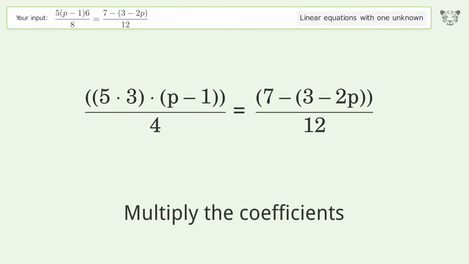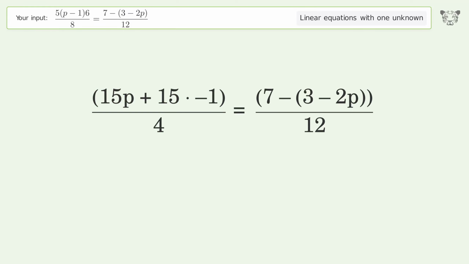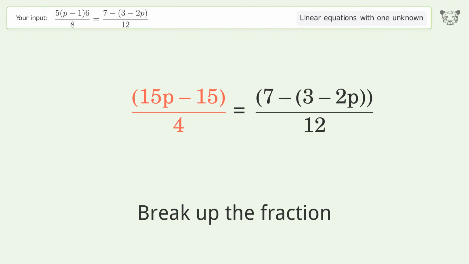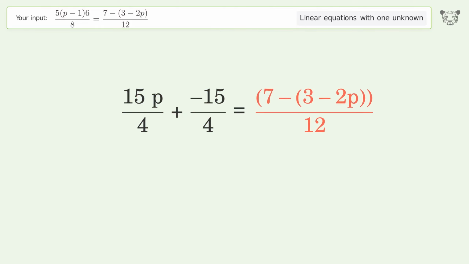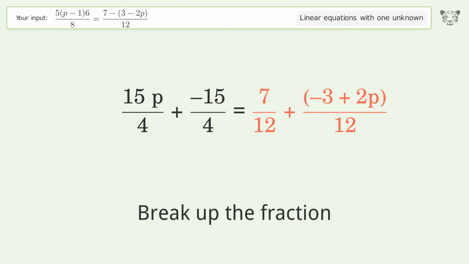Multiply the coefficients. Expand the parentheses. Simplify the arithmetic. Break up the fraction. Expand the parentheses. Break up the fraction.